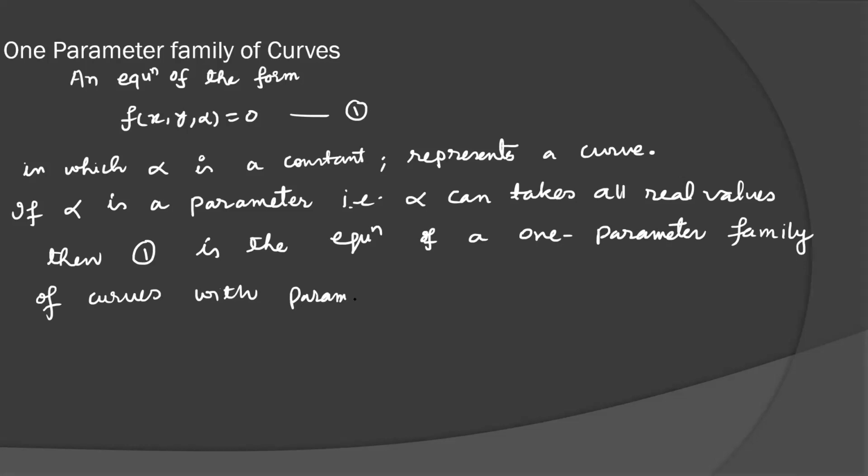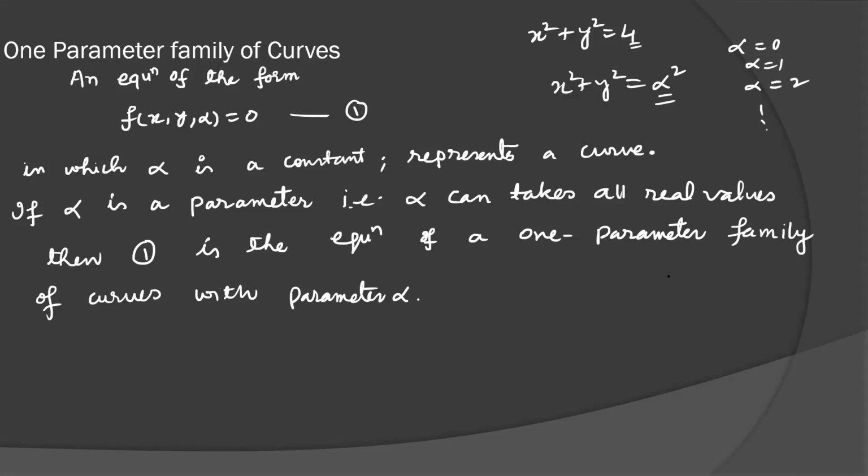For example, suppose you have a circle x square plus y square equal to 4. This is a circle because the right side is a constant value. But if you have x square plus y square equal to alpha square, then it is a family of circles by changing the value of alpha. Alpha equal to 0, alpha equal to 1, alpha equal to 2, and so on. It means you have a family of concentric circles whose center is (0, 0), but the radius is changing.